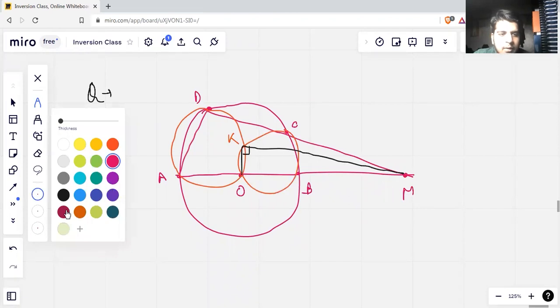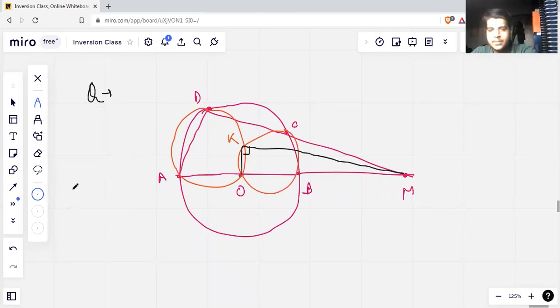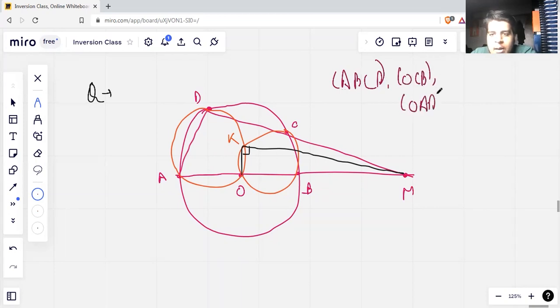So we discussed the motivation and stuff. How do we approach this problem? Notice that we have 3 circles in this problem. The circles are ABCD, OCB, and OAD. There are so many circles to deal with. And notice that O is a nice point. It is the center of ABCD and 2 circles pass through O.